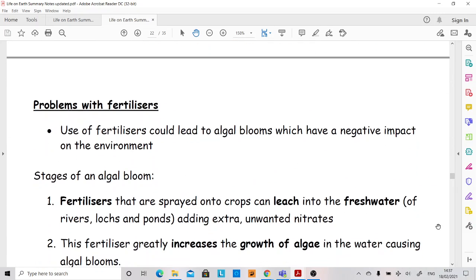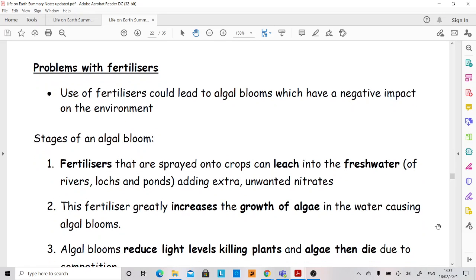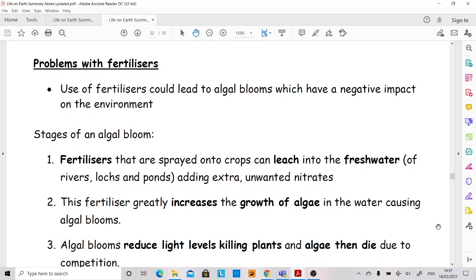As with everything, you've got a solution, it can bring problems with it. The problem with the fertilisers is that they can damage the environment. This section is quite an important section that you might need to be able to describe in full in an exam, so make sure you know the order of what happens.